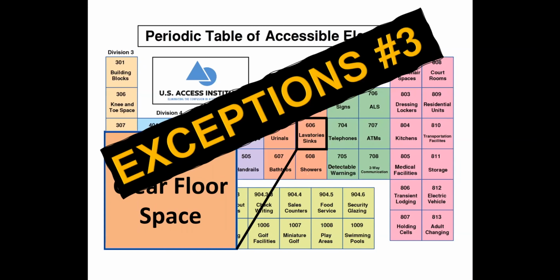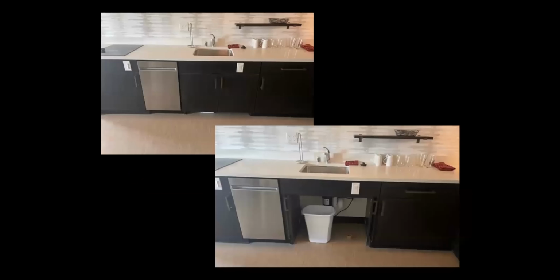Exception number 3, in residential dwelling units, cabinetry shall be permitted under lavatories and kitchen sinks, provided that all of the following conditions are met. A, the cabinetry can be removed without removal or replacement of the fixture. B, the finished floor extends under the cabinetry. And C, the walls behind and surrounding the cabinetry are finished.